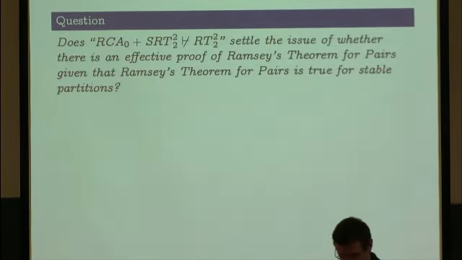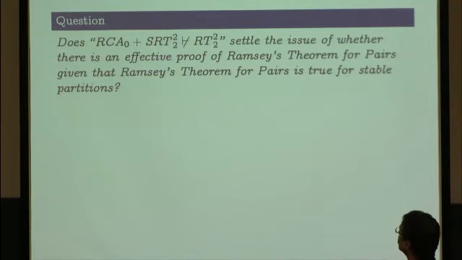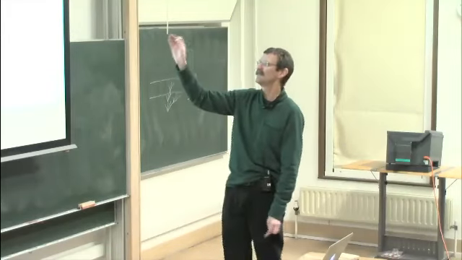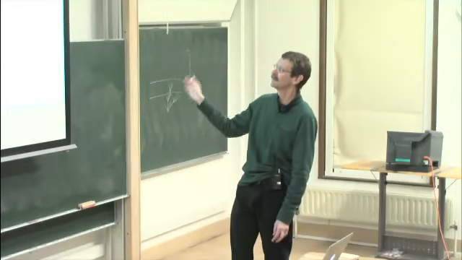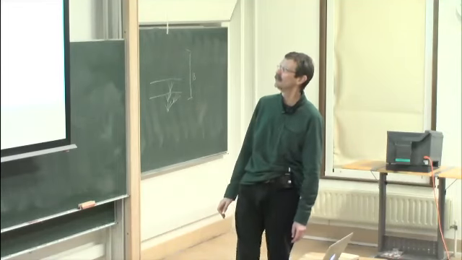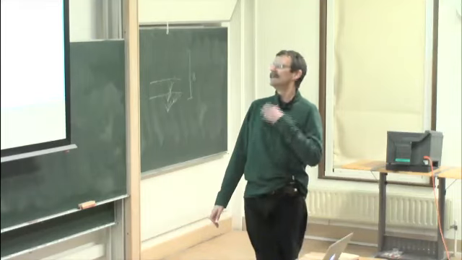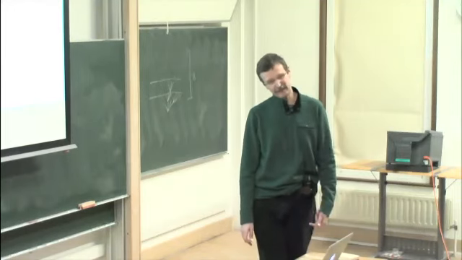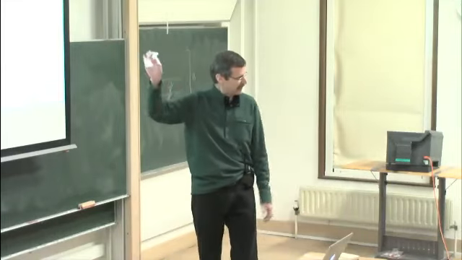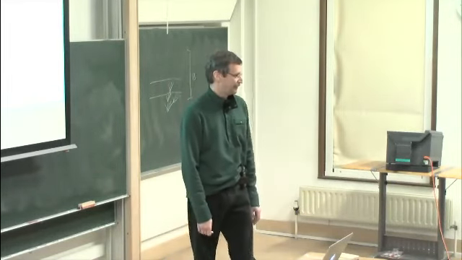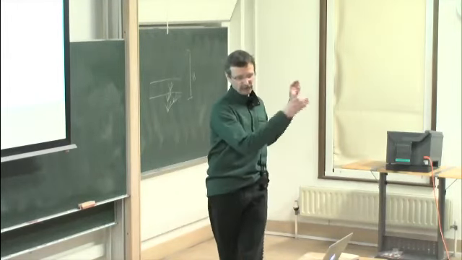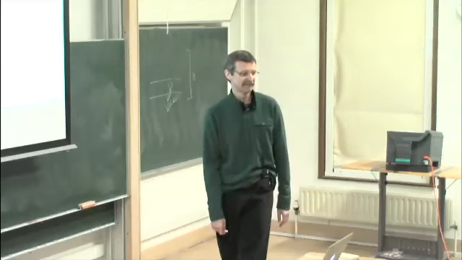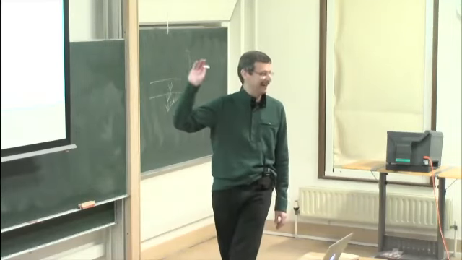The second question has to do with, there's really two questions that I'd like to ask. The first one is, does the theorem that stable Ramsey theorem for pairs does not prove Ramsey's theorem for pairs settle the issue of whether there is an effective proof of Ramsey's theorem for pairs from the stable Ramsey theorem for pairs? So we have a proof that there's no formal implication. Does that settle the issue of whether there's an effective way to go from stable to full Ramsey theorem for pairs? To me, it does not.